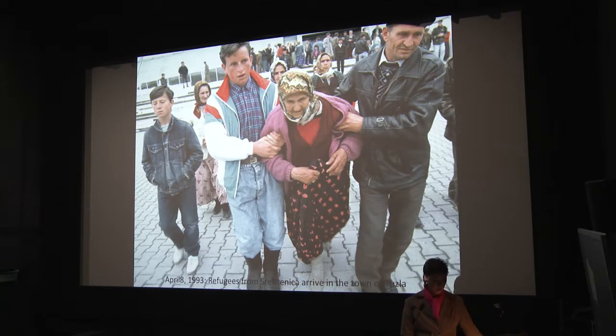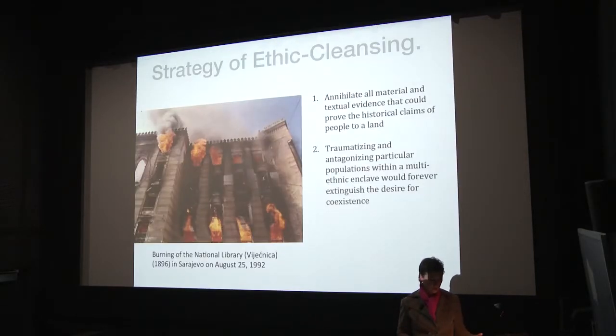And here is an image of the refugees from Srebrenica, the genocide that is acknowledged so far, but there were many other killings that were not yet recognized as a genocide. The other part of that strategy of ethnic cleansing was, next to traumatizing and antagonizing particular populations within multi-ethnic enclaves to extinguish their desire for coexistence, to annihilate all material traces of their coexistence, and that would prove, so to say, their historical claims to land.